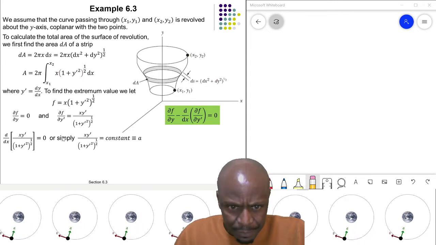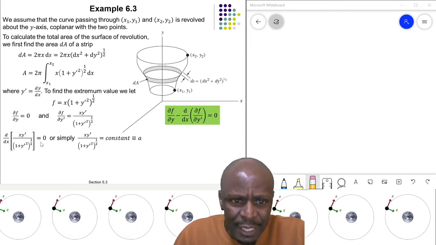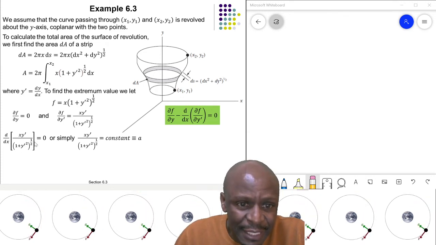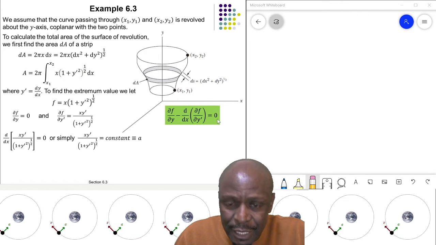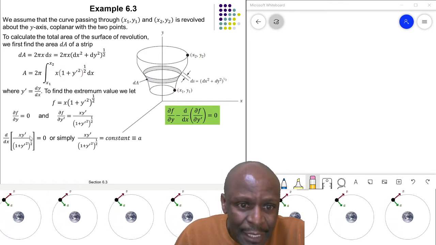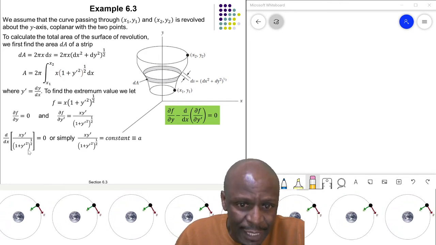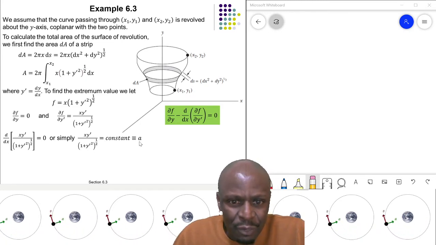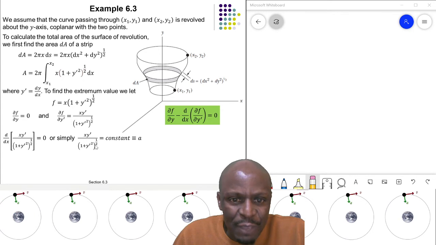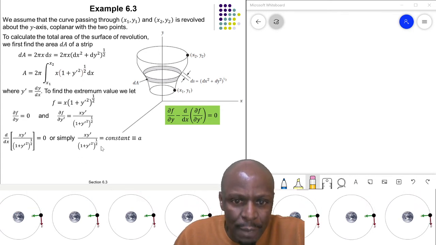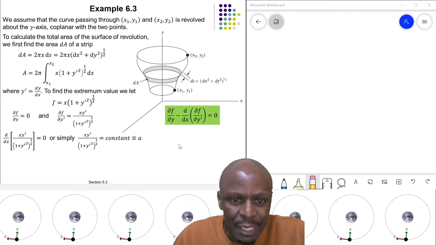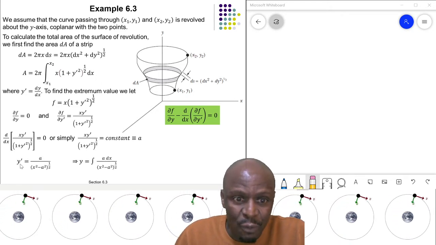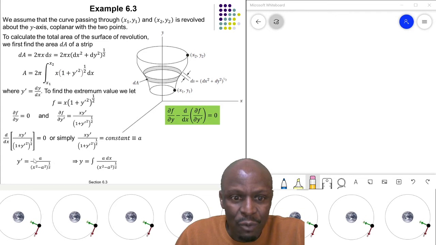Now, the derivative of f with respect to y prime needs to be constant from the Euler's equation, which means that this term here must be equal to a constant, and I define that constant to be equal to a. Now, if you square both sides of the equation, rearrange and solve for y prime, this is what you are going to have.